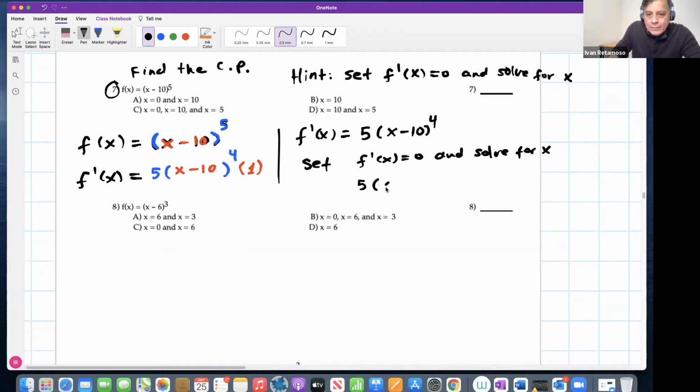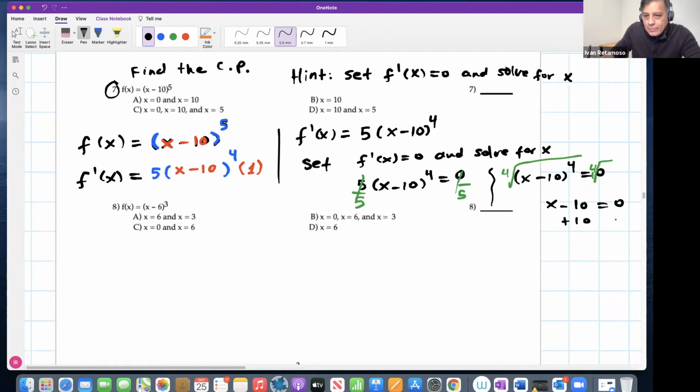When you set your derivative equal to 0, first get rid of this 5, right? Dividing both sides by 5, the 5 disappears. This is still 0, right? So we end up with x minus 10 raised to the 4th power equal to 0. Take the 4th root on both sides, and the 4th root of 0 is plus or minus 0, but plus or minus 0 is 0, right? So we end up with x minus 10 equal to 0. Adding 10 to both sides, very good. x equals 10, right? Just one critical point, which happens to be this, right?